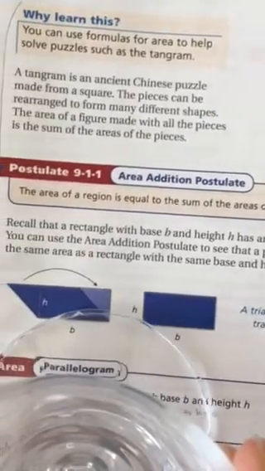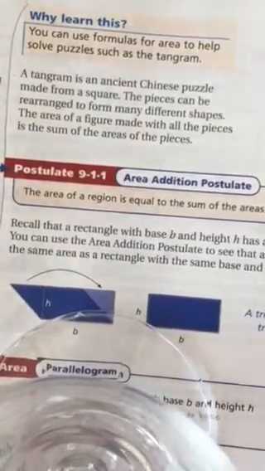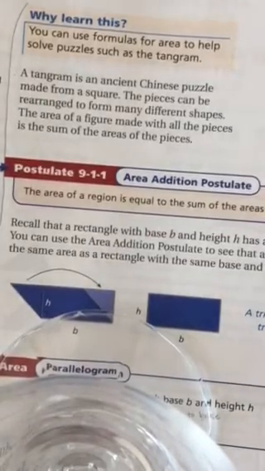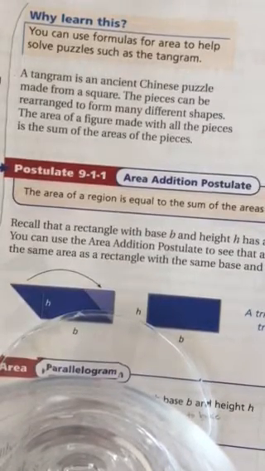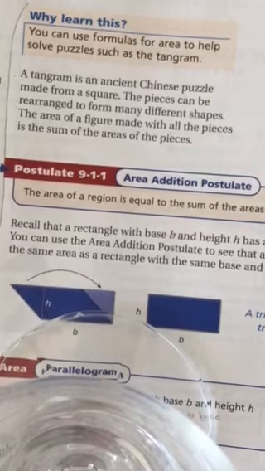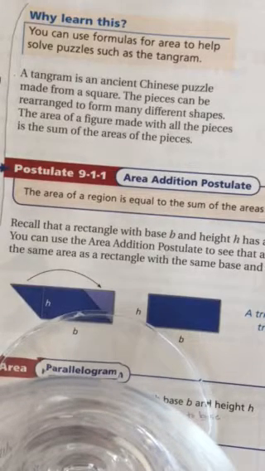All right, the next paragraph tells us a tangram is an ancient Chinese puzzle made from a square. The pieces can be rearranged to form many different shapes. The area of the figure made with all the pieces is the sum of the areas of all the pieces. So in other words, if you knew the area of each piece and you put them all together, added them up, their sum would equal the area of this figure.